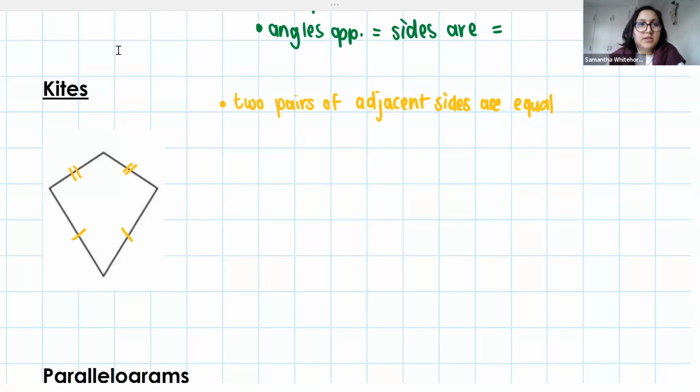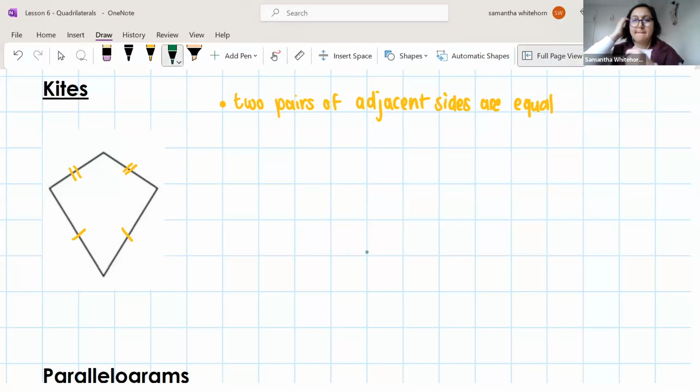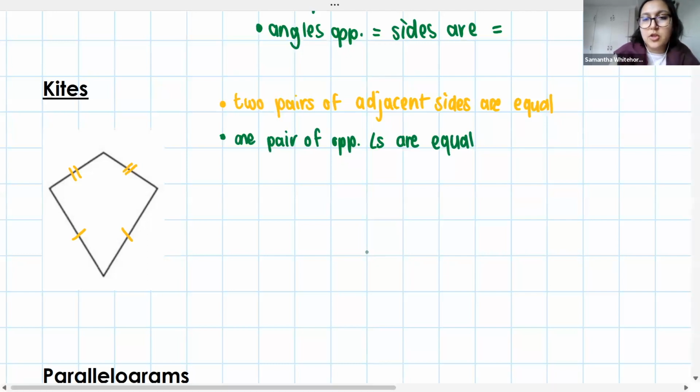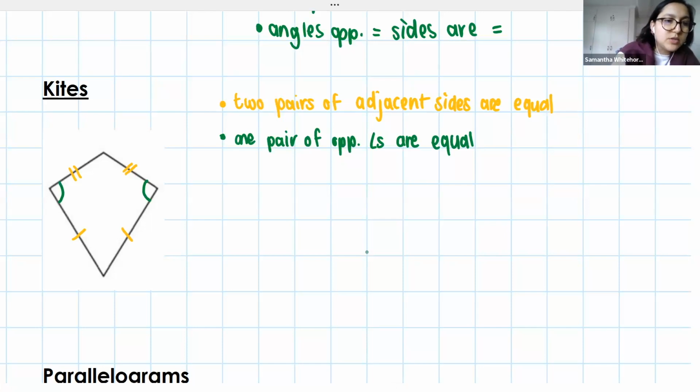Lubanzi, another characteristic for me? One pair of opposite angles are equal. Good, so we've got one pair of opposite angles are equal. And guys, these will be the angles in between the non-equal sides. So this angle is between non-equal sides. This angle is between non-equal sides. And so those are the two angles that are equal to each other. We're just going to put that in there. So between the non-equal sides.